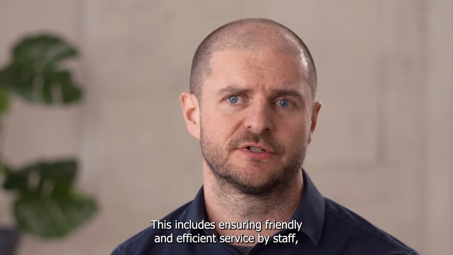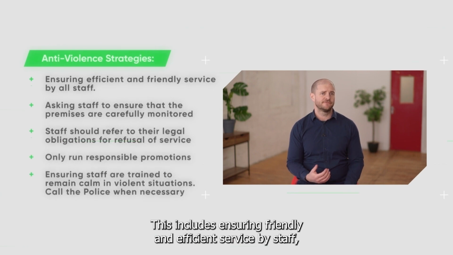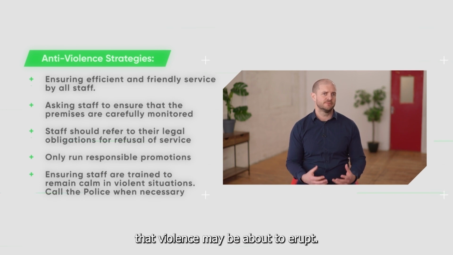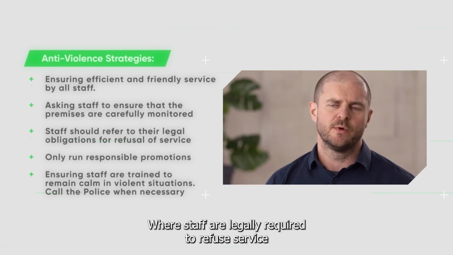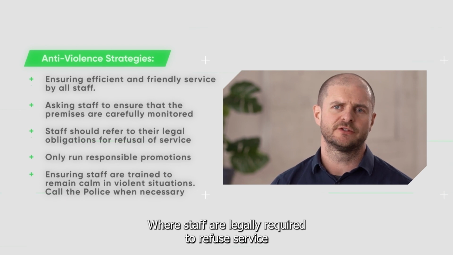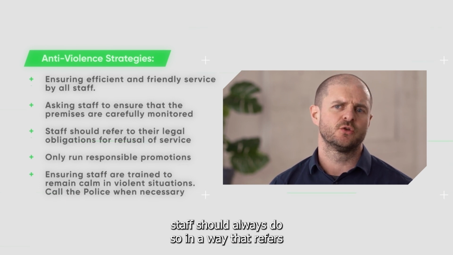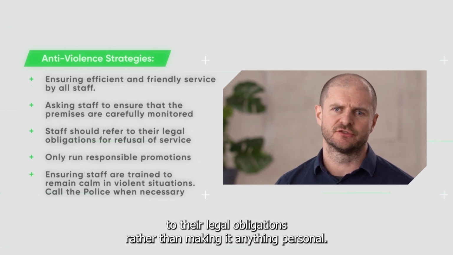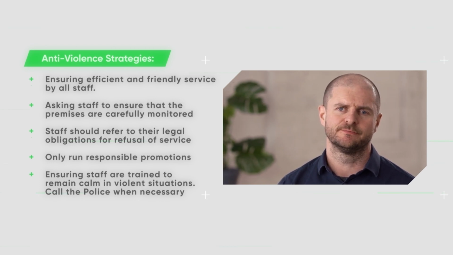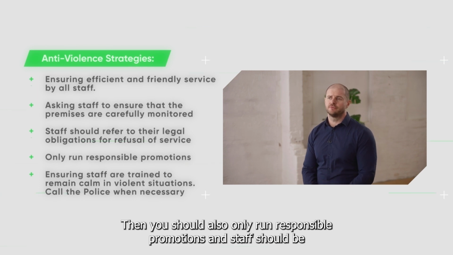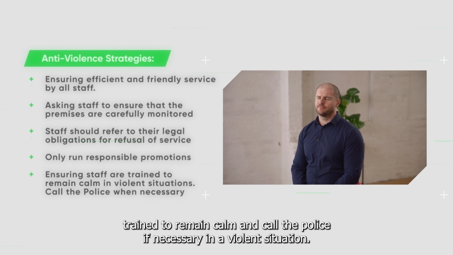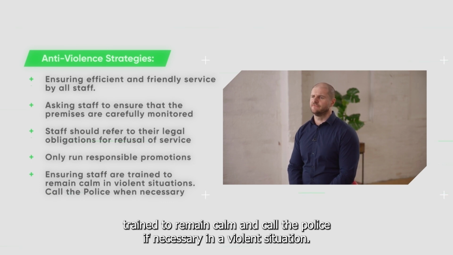This includes ensuring friendly and efficient service by staff, as well as training staff to look out for the warning signs that violence may be about to erupt. Where staff are legally required to refuse service, staff should always do so in a way that refers to their legal obligations rather than making it anything personal. Venues should also only run responsible promotions, and staff should be trained to remain calm and call the police if necessary in a violent situation.